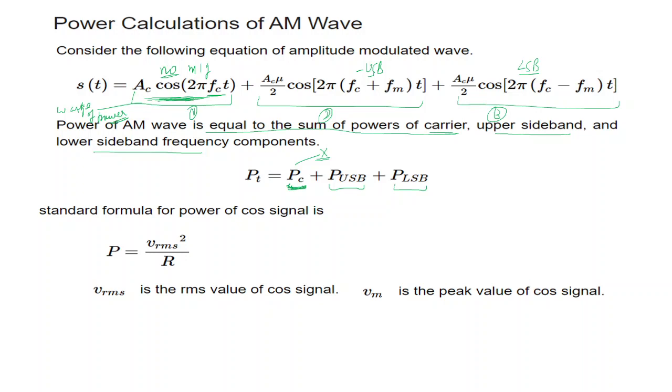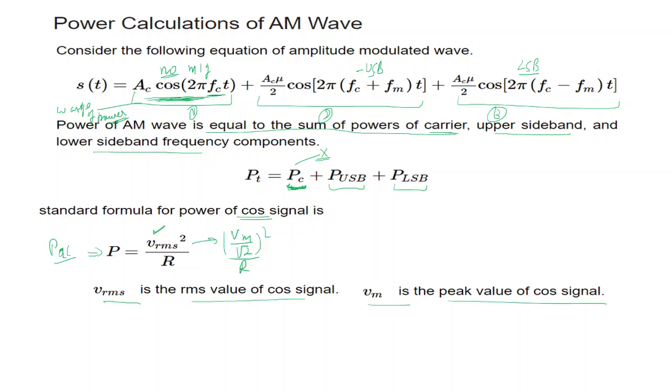Basically, when we're talking about the power of the DC signal, and while using the cosine signal, we are using this formulation. So what is the value of VRMS? That is Vm by root 2, whole square by R. This is the result for the PAC waveform by using the cosine signal. VRMS is the RMS value of the cos, and Vm is the peak value of the cos signal.